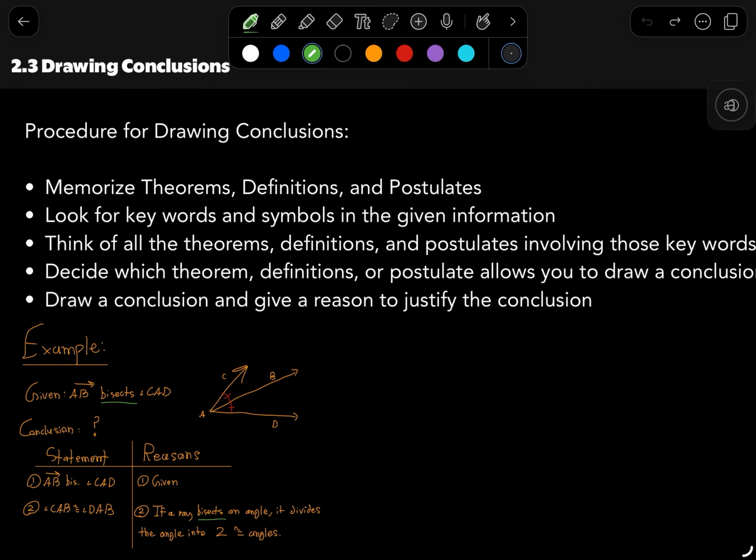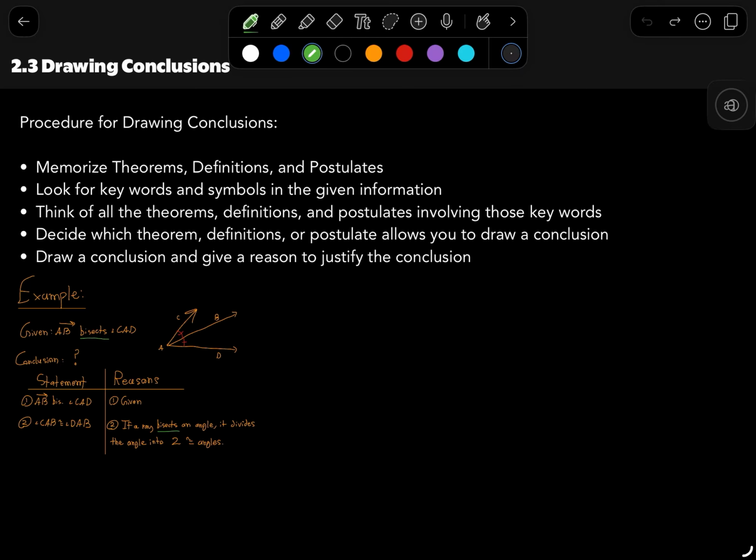The next step is to take those keywords that you see in the problem and associate them with theorems that you know. Think of all the theorems and definitions you have learned that involve or are related to those keywords. It doesn't make sense to think of right angle congruency if you're given bisectors and midpoints. So think of only the theorems that associate with those keywords.